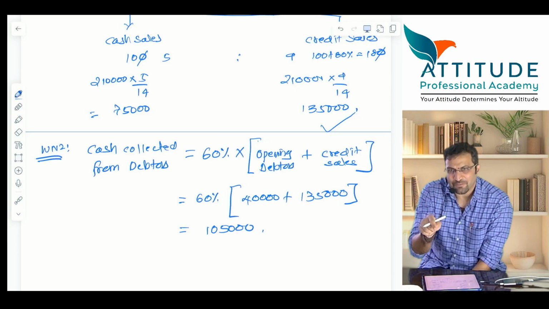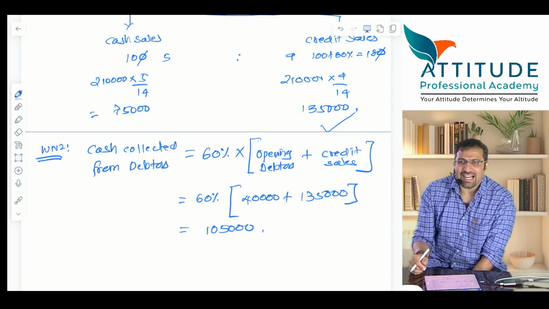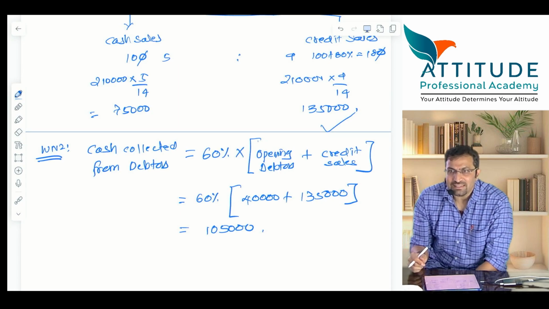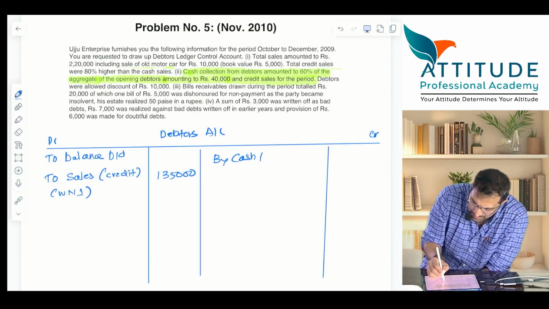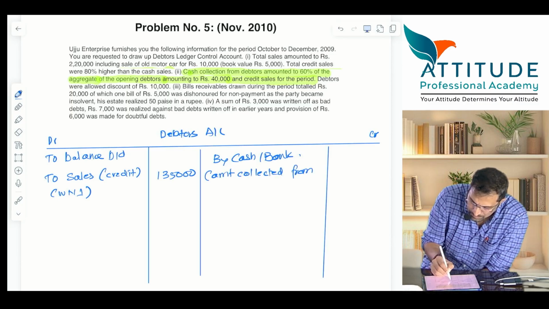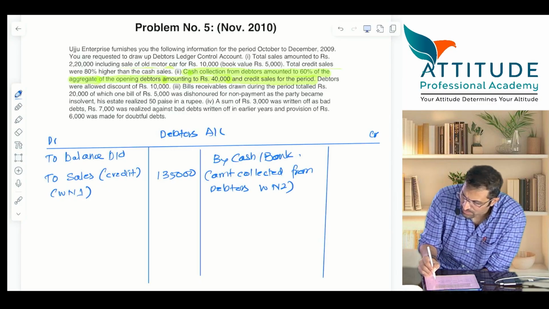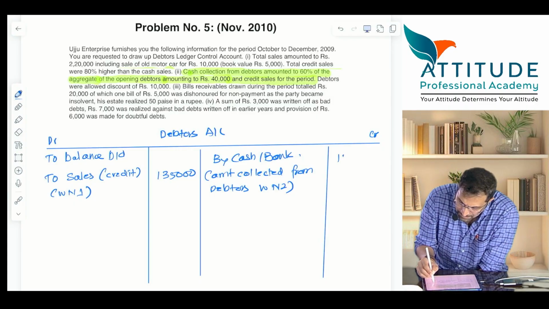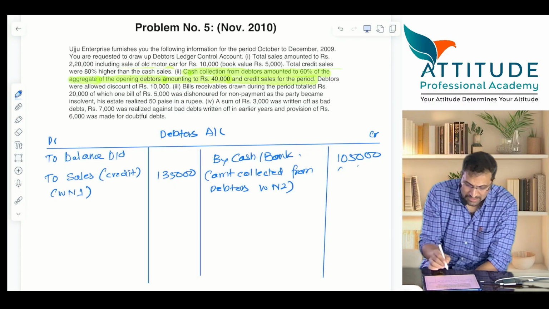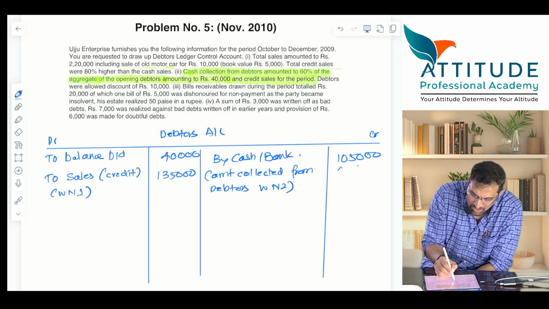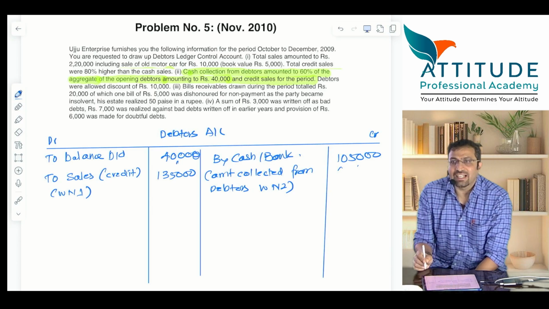Now for cash collected from debtors, journal entry. Journal entry everyone knows. Cash account debit to debtors. Yes. So working note number 2 will come here. By cash or bank, amount collected from debtors. Working note number 2 is correct? How much did it come to? 1,05,000. I am referring to the working note also. Now opening balance I shall put here 40,000 because it is already given. Is that clear?